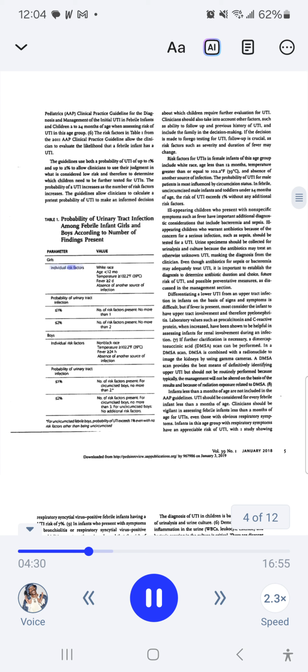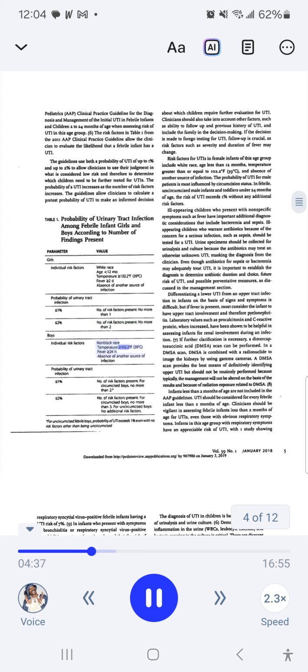Parameter. Girls. Individual risk factors. Probability of urinary tract infection. Boys. Individual risk factors. Probability of urinary tract infection. Value. White race. Age less than 12 months. Temperature greater than or equal to 102.2 degrees F, 39 degrees C. Fever. The absence of another source of infection. No risk factors present. No more than 1. No risk factors present. No more than 2.